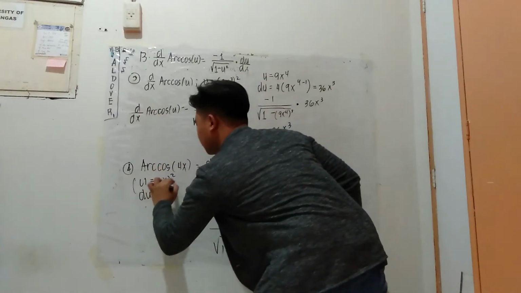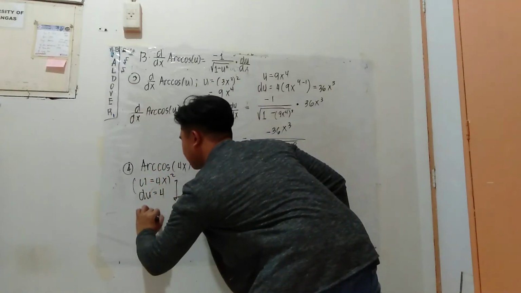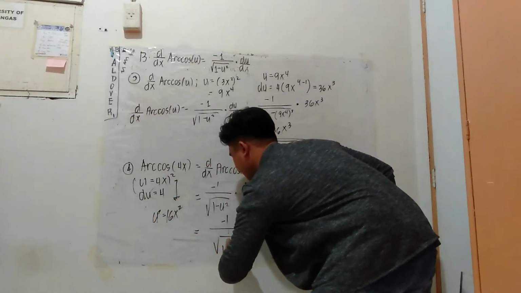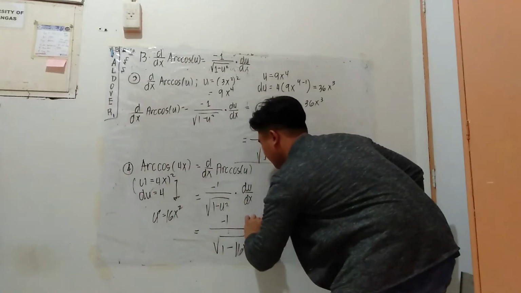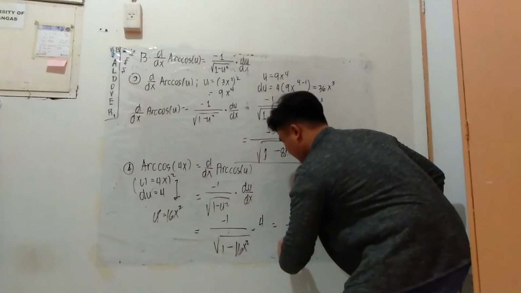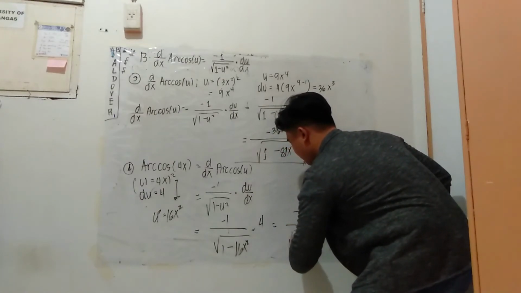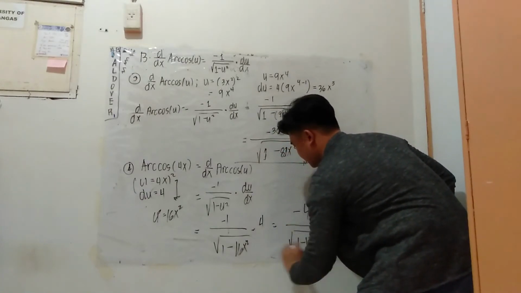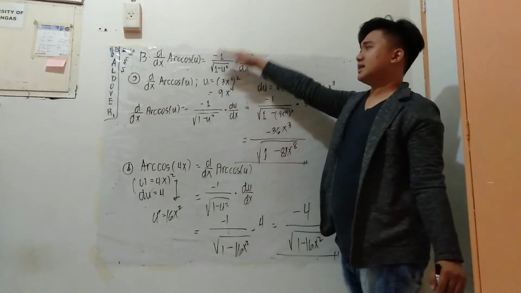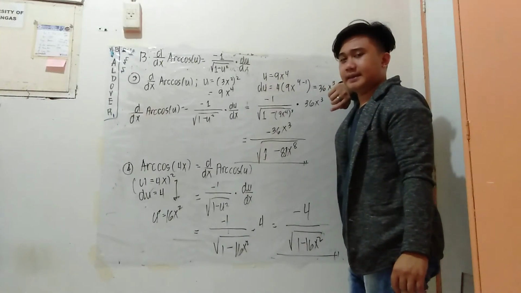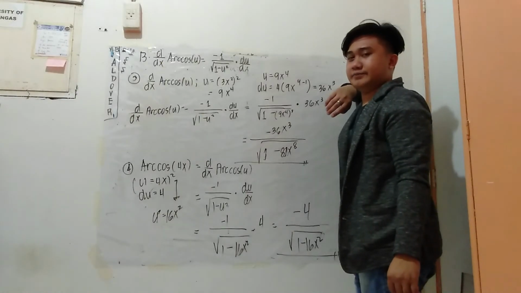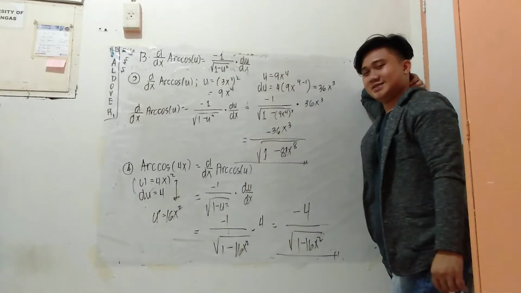Pag i-square ko ito, lalabas that u squared is equal to 16x squared. So, 1 minus 16x squared, and my du is 4. So, this is equal to negative 4 all over square root of 1 minus 16x squared. Okay? So as you can see, ulit-ulit, stick lang tayo doon sa formula natin. Okay? So that is the second formula. So copy your notes.